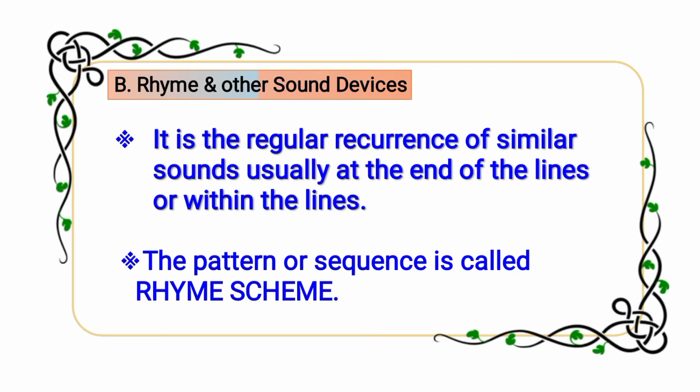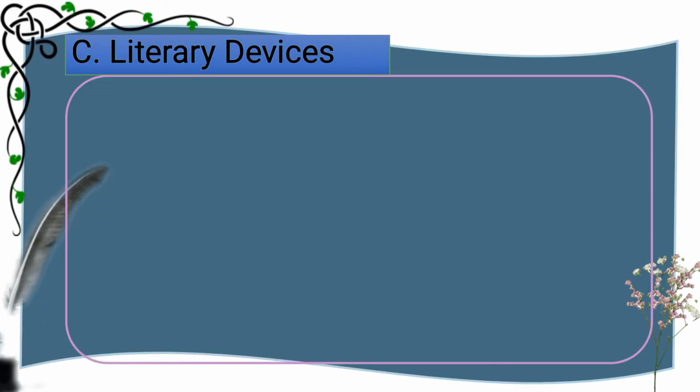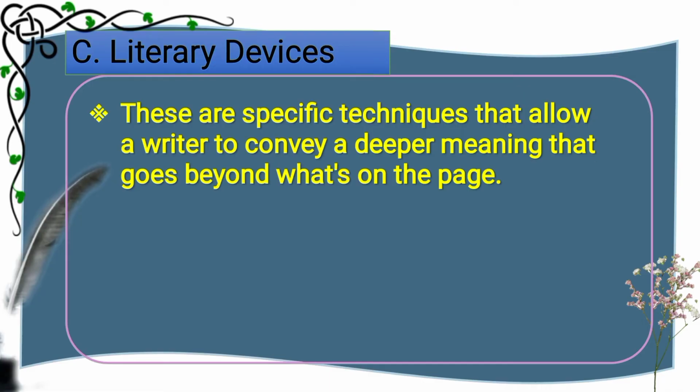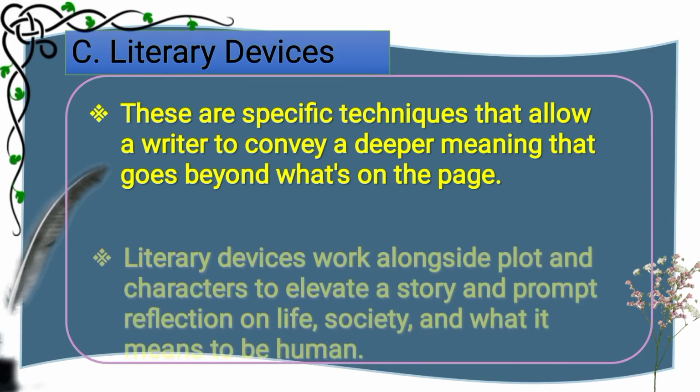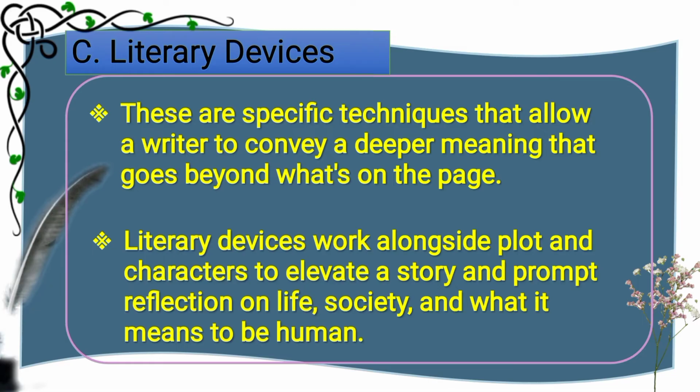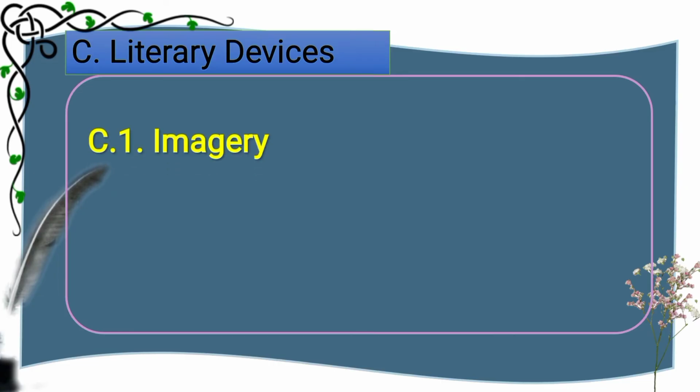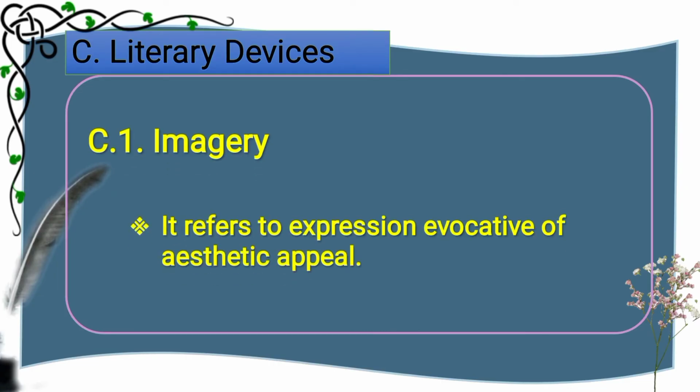The next element of poetry is the literary devices. These are specific techniques that allow a writer to convey a deeper meaning that goes beyond what's on the page. Literary devices work alongside plot and characters to elevate a story and prompt reflection on life, society, and what it means to be human. Literary devices include imagery. It refers to expression evocative of aesthetic appeal. It may be in the form of direct description or may be figurative.